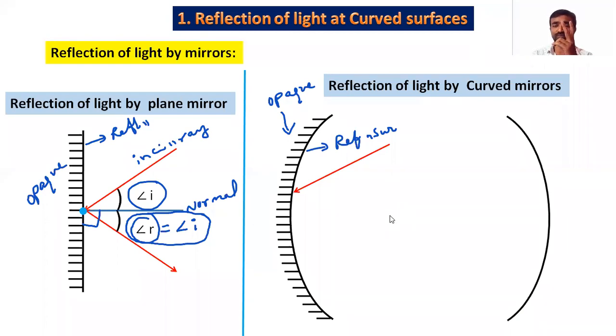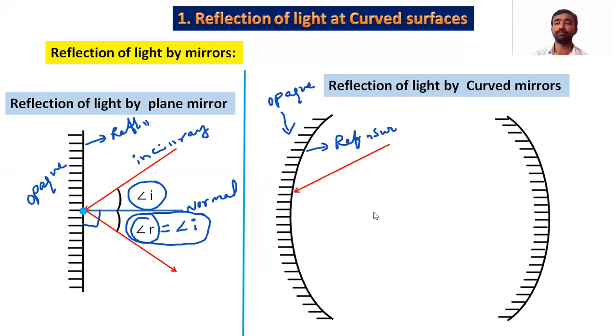There are two problems. Does it obey the laws of reflection or not, and if it is obeying the laws of reflection, what will be the normal? Which acts as the normal for it, right? So there are two problems.